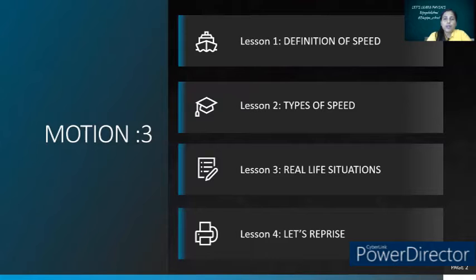Now in this chapter, we are going to study the definition of speed and different types of speed, and I will be giving you some real life problems, and I will be solving them for you so that it will be easier for you to solve them from your school textbook, and at the end we will recap whatever we have studied and we will close.